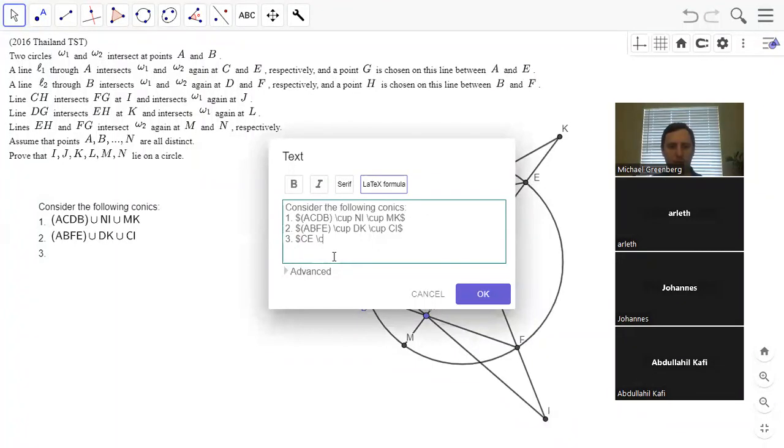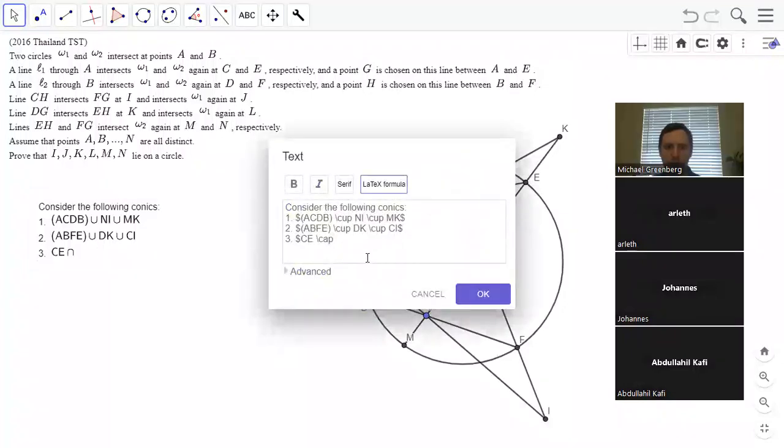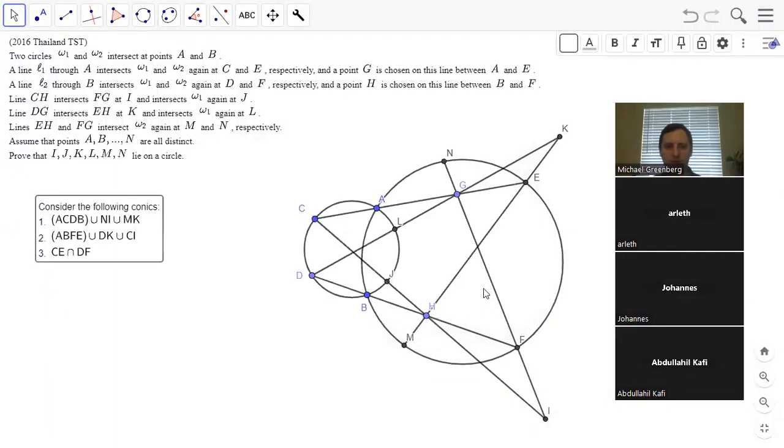So CE intersect DF is the third conic, and is that like a fourth conic, or is that part of the third conic? It's part of the third one. Okay. And wait, it's a quartic, the third quartic. Okay, so that's a quartic. That's not a conic, basically.